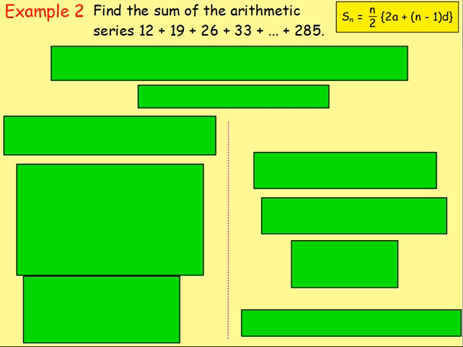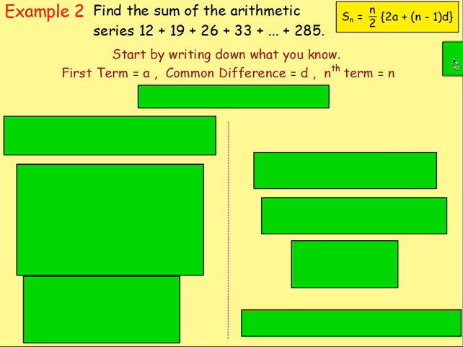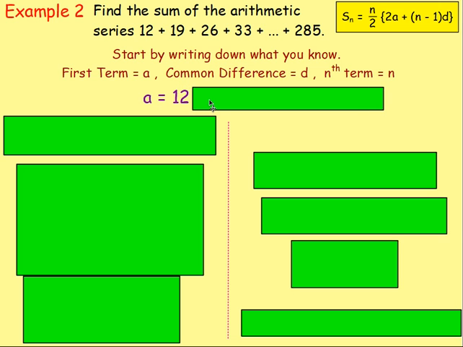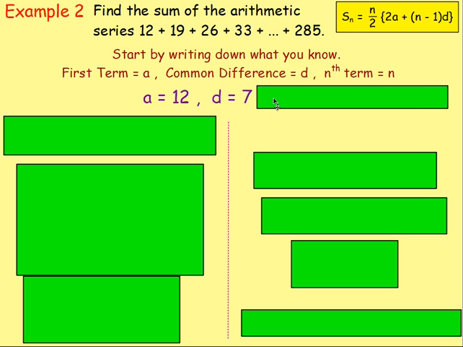Example 2. Find the sum of the arithmetic series 12 plus 19 plus 26 plus 33 plus and so on, all the way up to 285. Once again, for any of these arithmetic questions, just write down what you know. We know the value of a is 12, that is the first term. We know the common difference is 7, and n equals, well, we don't know how many terms are in the sequence, so we can't write down what n is.